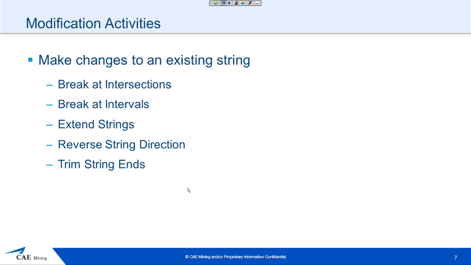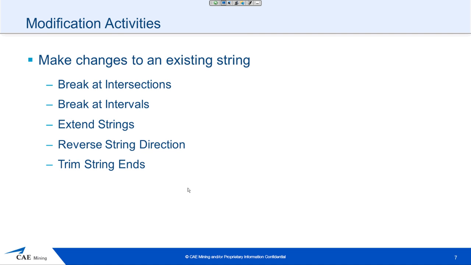We're able to extend strings. This allows you to pick an azimuth or a direction and a distance. We can reverse certain strings' directions. We are able to use filters to do this. And we can also trim string ends. So trim string ends is the opposite of extend strings, where if a string has been clipped by something, you are able to pull it back a certain distance.